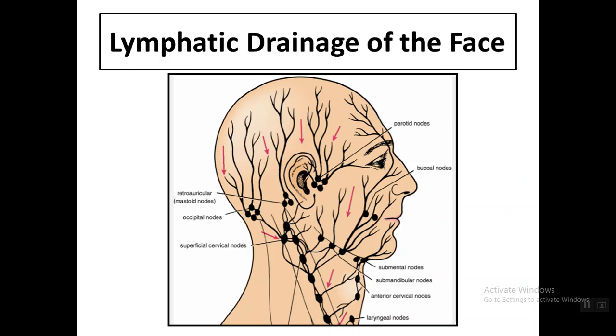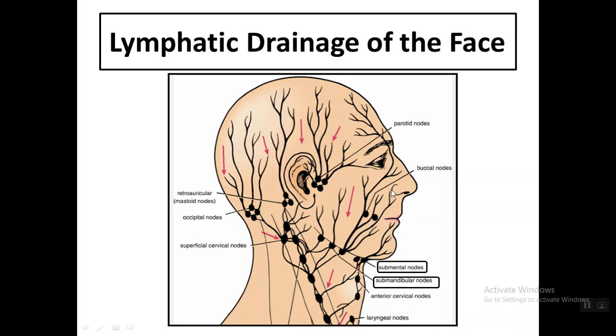Lastly, what is the lymphatic drainage of the face? I can divide it: here the lower lip and the chin are drained to the submental lymph node. This is the lymph node here, just below the chin. And the anterior part of the face will drain into the submandibular lymph node. On its way we have another lymph node called the buccal lymph node.